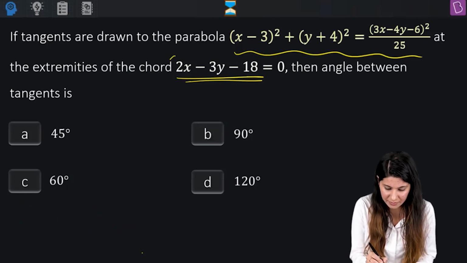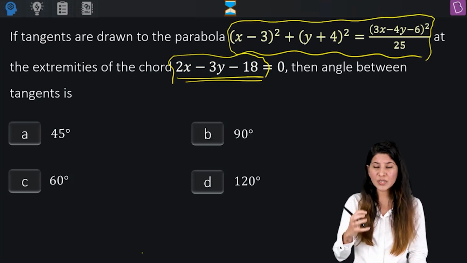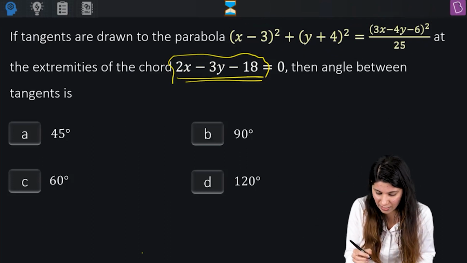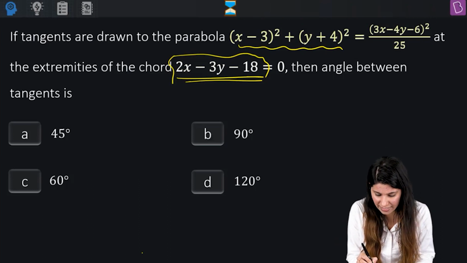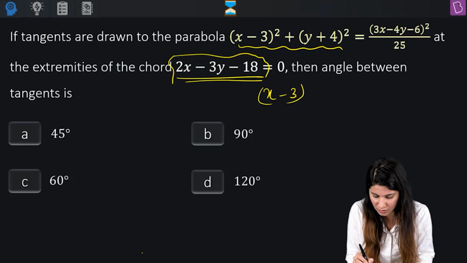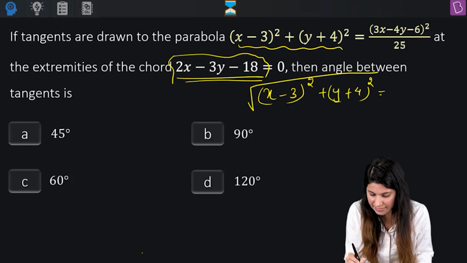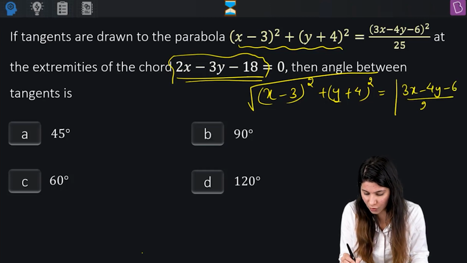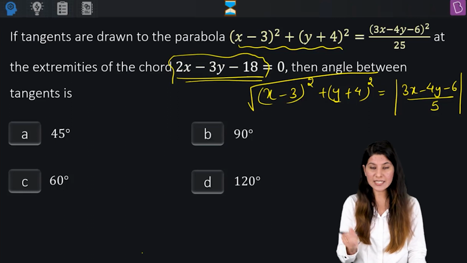Now we have a chord and we have a parabola. So what kind of parabola is this, that we need to figure out. If I rewrite this equation as the square root of (x minus 3) whole square plus (y plus 4) whole square is equal to modulus of (3x minus 4y minus 6) whole upon 5, that's it. So this represents what?